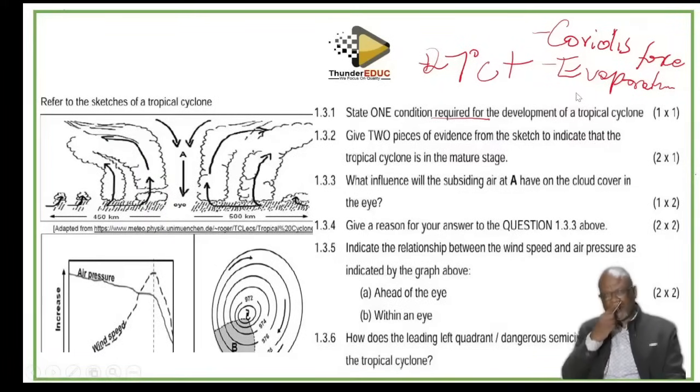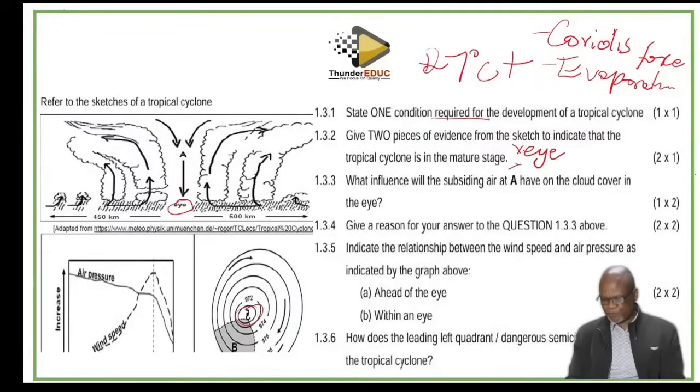Give two pieces of evidence from the sketch to indicate that the tropical cyclone is in a mature stage. How do you tell that this tropical cyclone is in a mature stage? Number one, you can see it has got an eye. It is well developed here. You can see from the cross section. You can also see from the sketch here that it has got an eye. So you can see there is an eye there to indicate that it's in a mature stage. It's clearly visible there. It is clearly visible also in the cross section.